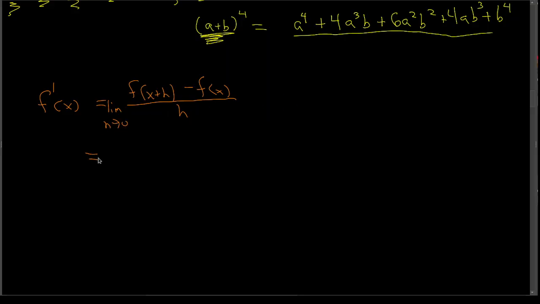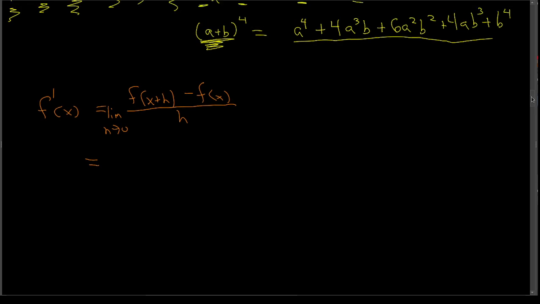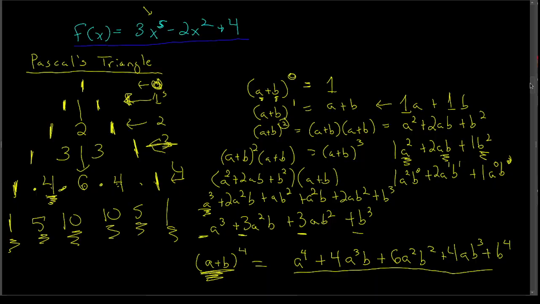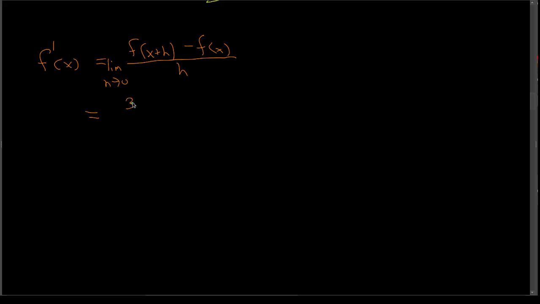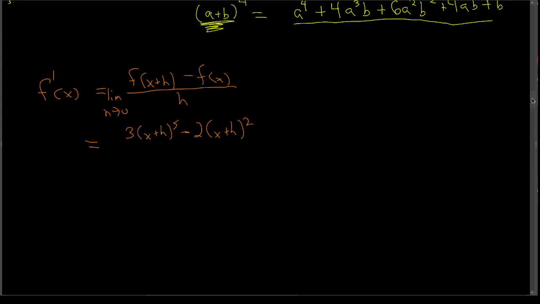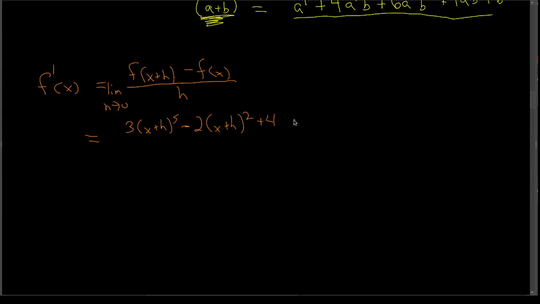So upstairs, I need to take my polynomial. I'll zoom back up here. The 3x to the 5th minus 2x squared plus 4. So I'm going to 3 times x plus h to the 5th, because I'm dropping this into the x value, minus 2 times x plus h squared plus 4. Minus the original function, 3x to the 5th minus 2x squared plus 4 all over h.